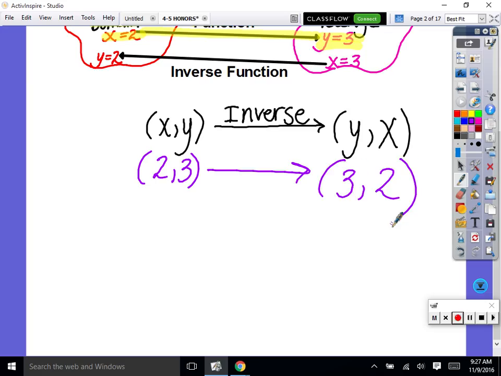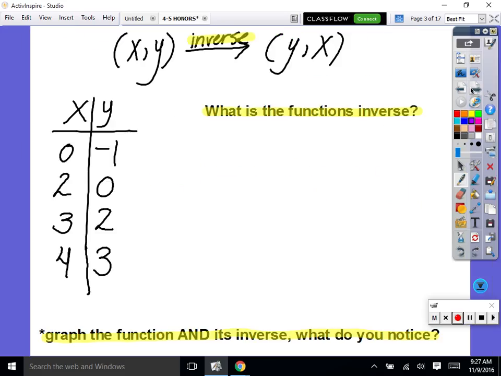Okay, awesome. Now I want you guys to tell me, what is the inverse of this relation? This is a relation, meaning it's just a set of x, y points. You're going to be telling me the x, y inverse. What is the inverse? Write it on your whiteboard.